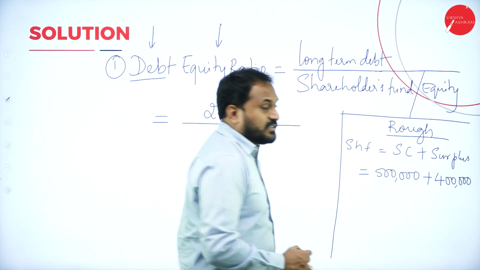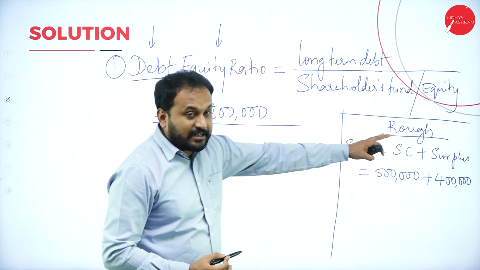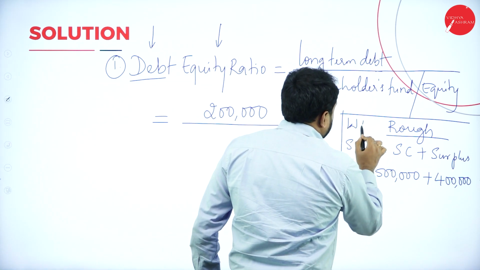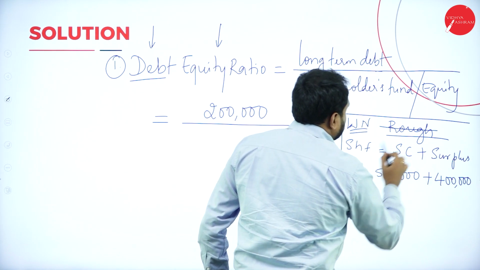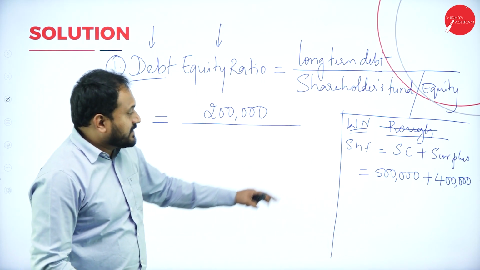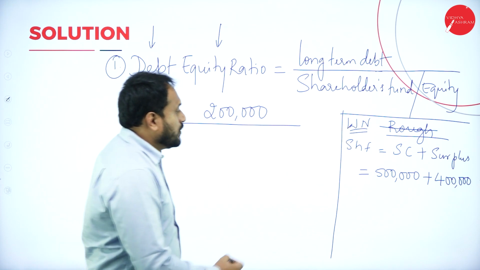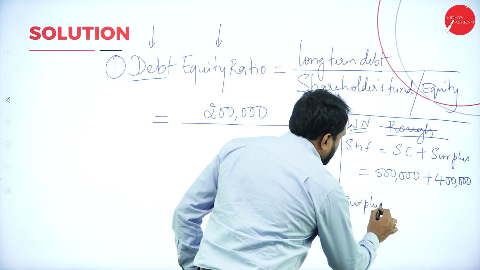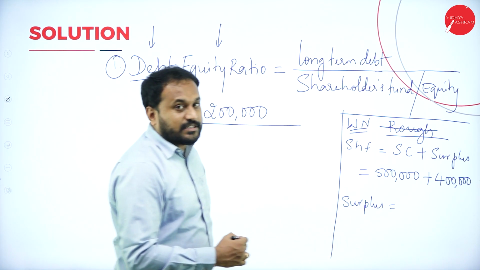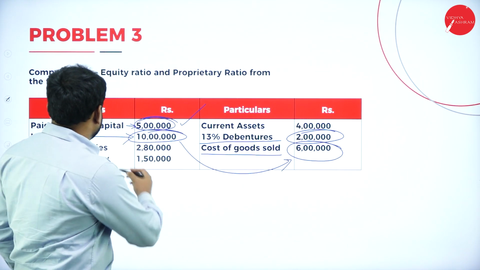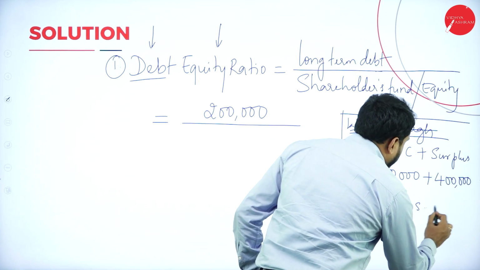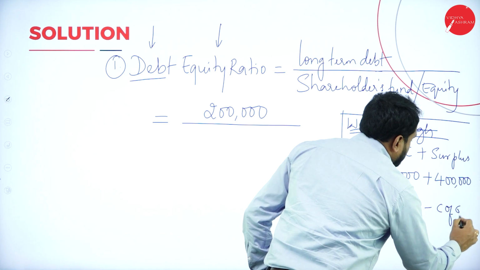So you can show this in the working note itself instead of writing rough here. You can show this as working note. Okay. Don't go with rough. Write working note. Extra marks you will actually get here too. So the surplus is equal to, what is that we have done here? Surplus is equal to net sale minus cost of goods sold.